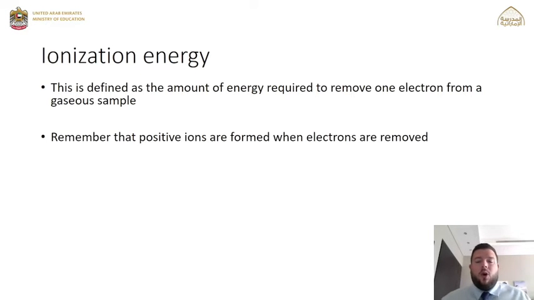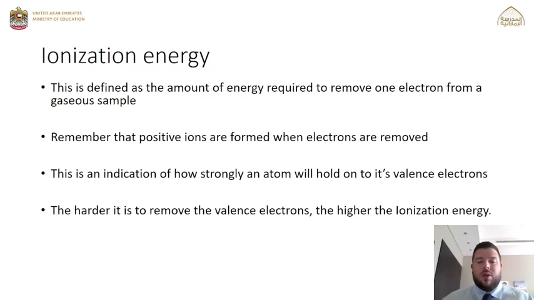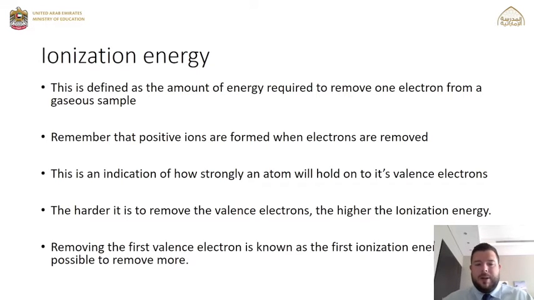Now, positive ions are formed when we remove these electrons, and this ionization energy is an indication of how strongly an atom will hold on to its valence electrons. So the harder it is to remove that valence electron, the higher the ionization energy will be. Removing the first valence electron is known as the first ionization energy, but we can remove 2 electrons, 3 electrons, and so on. If we remove 2 electrons, it's called the second ionization energy. If we remove the third electron, it's called the third ionization energy.